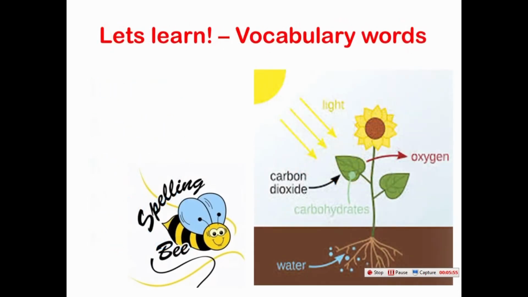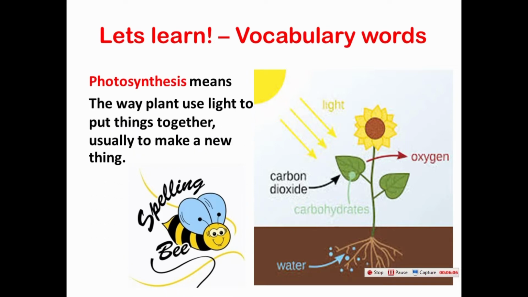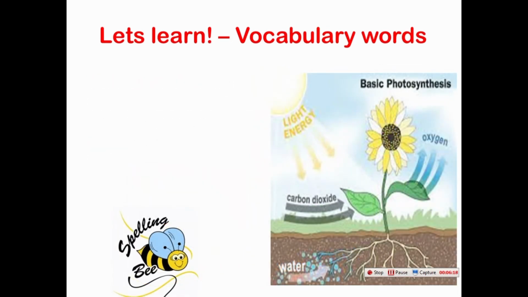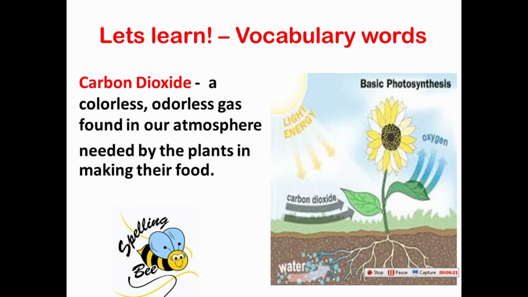Next, let's learn these 5 vocabulary words with meaning. First word, we have photosynthesis. Photosynthesis means the way plants use light to put things together, usually to make a new thing. Next word, carbon dioxide. What's the meaning of carbon dioxide? A colorless, odorless gas found in our atmosphere, needed by the plants in making their food.